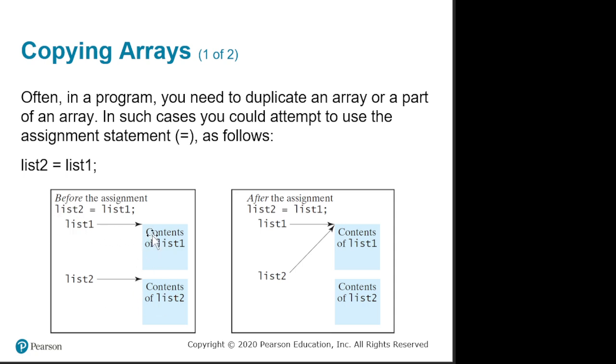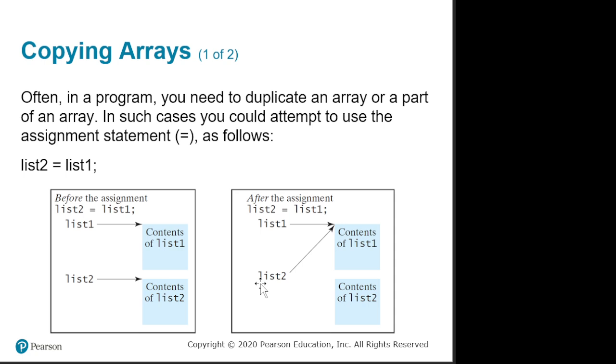There's the list for list 1 and the list for list 2. Once list 2 equals list 1, the contents of list 2 don't change, but list 2 points to list 1. There's no extra memory made and there's no copy. So any changes made to list 1 will show up in list 2. This isn't a memory efficiency thing that's done in a lot of programming languages.